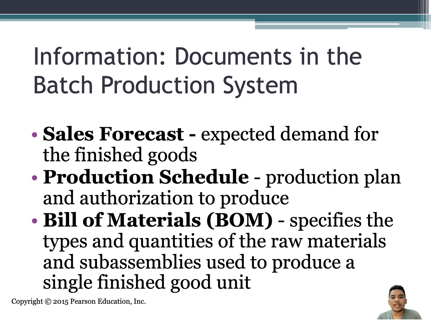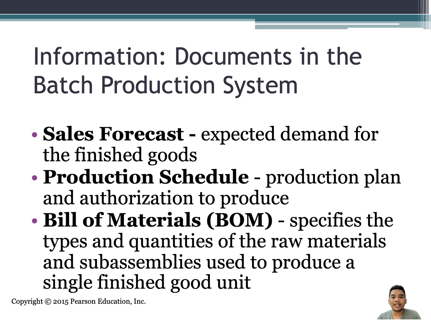Next is the production schedule. This is the production plan and authorization to produce. So upon approval of the sales forecast, you will now have a production schedule which details what goods will be produced in a specific span of time. For example, if you have a sales mix, meaning you have multiple products to be sold in the market, what product needs to be produced in a specific span of time will be reflected under your production schedule.